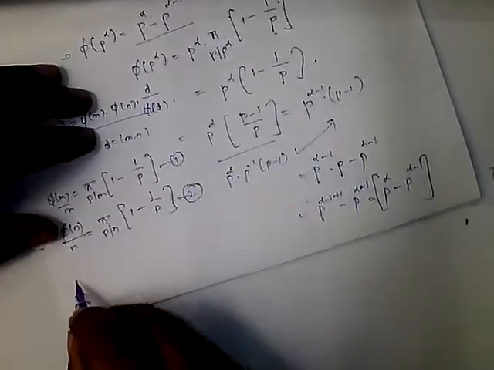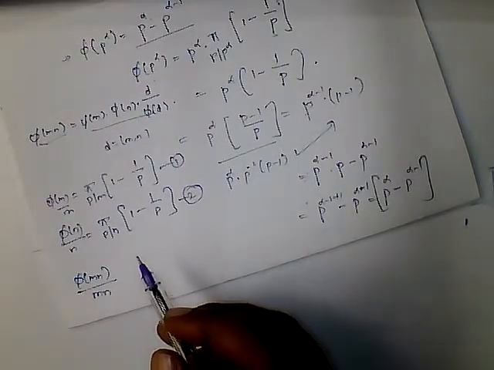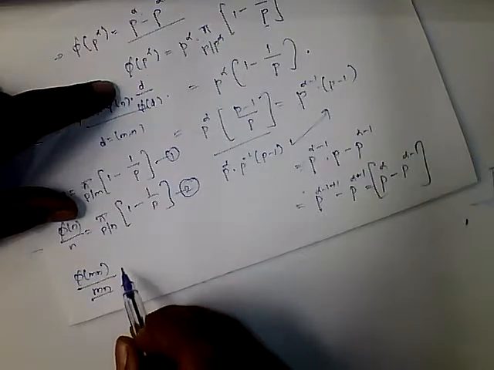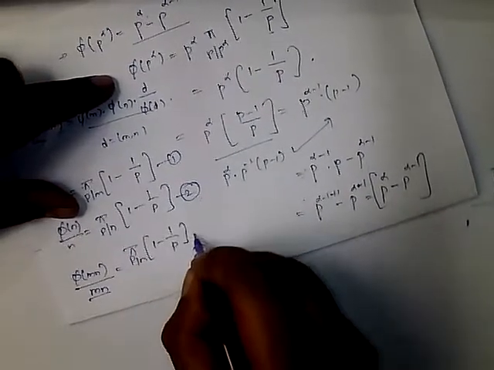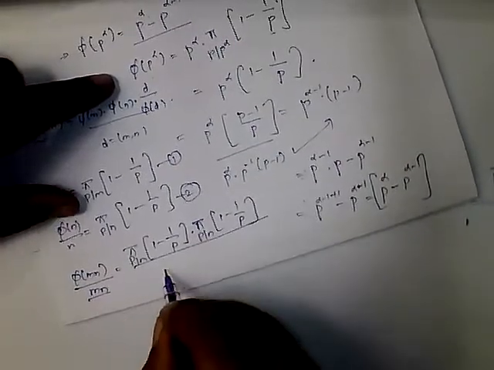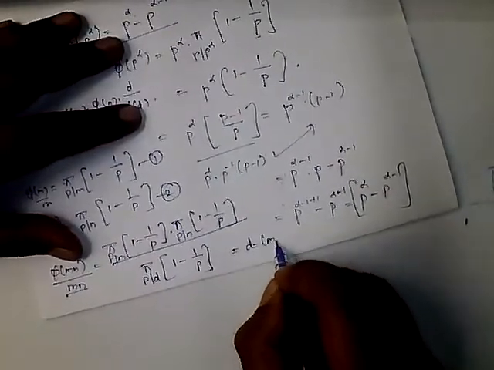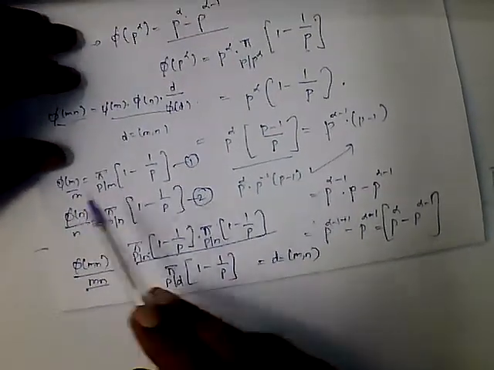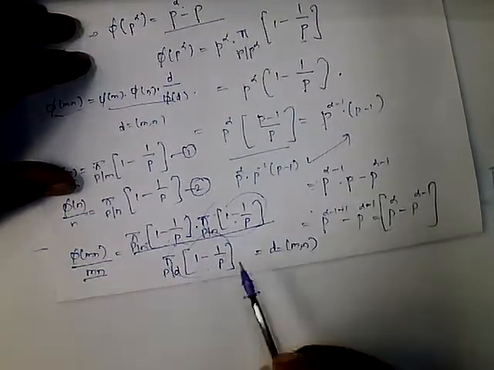These are equations 1 and 2, and now we apply this to phi of mn by mn. Since mn is being divided by d, we can replace this with the product over p dividing d of (1 minus 1 by p), where d equals GCD of m comma n, as we have assumed. Now we know that this part is equal to phi of m by m, this part is equal to phi of n by n, and this part is equal to phi of d by d, since d divides m comma n.